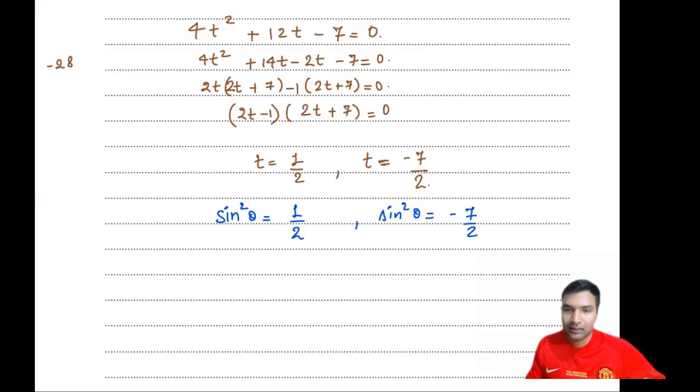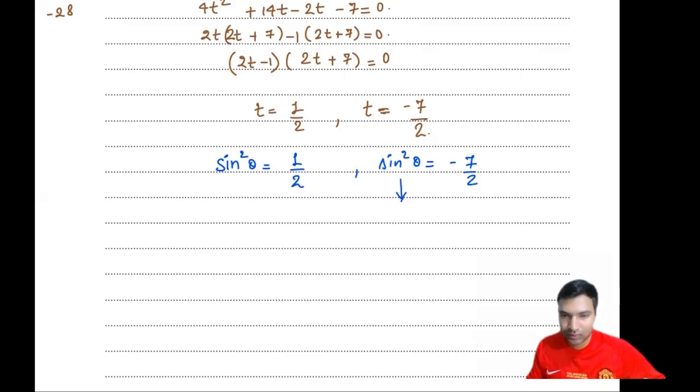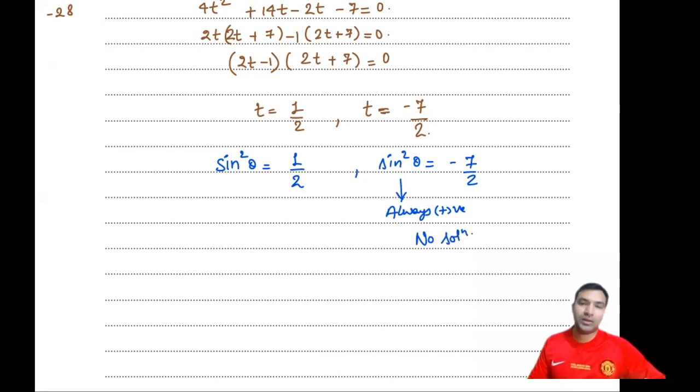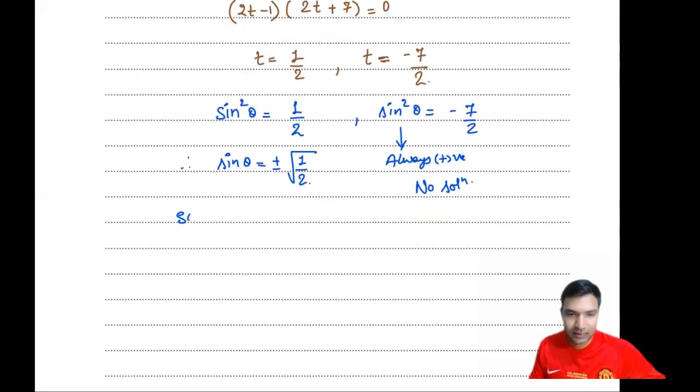Now, you only think LHS, right? This is always positive. It's a square. Square of any number, can it be negative? That's always positive, and this is always negative. So no solution. Okay. So the reason being, square of any number, positive or negative, is always positive. So negative 7 by 2 is negative, which is not possible. So no solution. And therefore, we get the solutions from here. So sine theta is equal to plus minus under root of 1 over 2. Okay. So we get here sine theta is equal to 1 over root 2. And we get from here sine theta is equal to negative 1 over root 2.